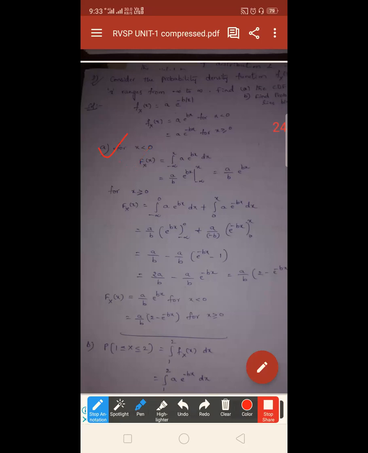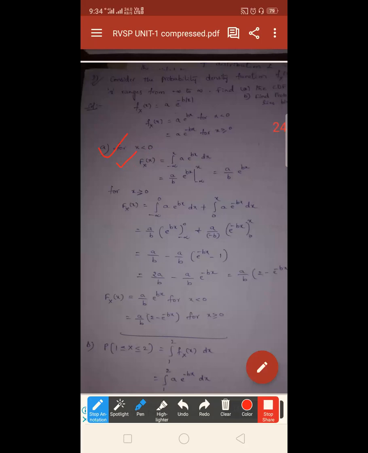So capital Fx of x is equal to the integration of the probability density function. Here we are considering negative values of x, so the limits of integration should be minus infinity to x only. The limits of integration must be minus infinity to x.